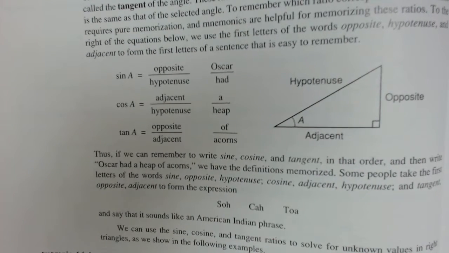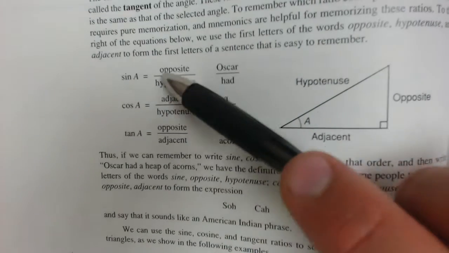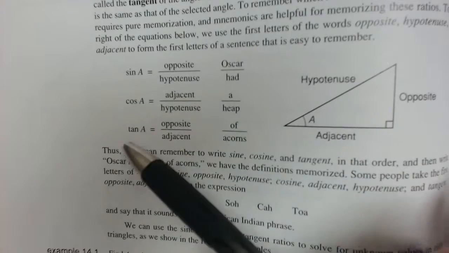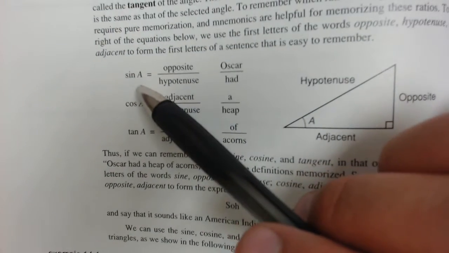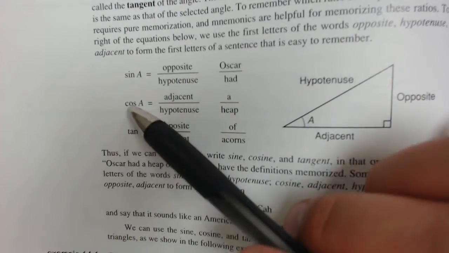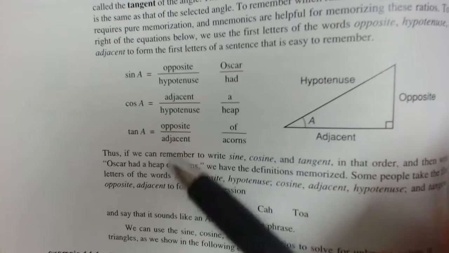Also memorized is SOHCAHTOA, S-O-H, C-A-H, T-O-A. These are three different equations. Sine of angle equals opposite over hypotenuse. Cosine of angle equals adjacent over hypotenuse. Tangent of angle equals opposite over adjacent.